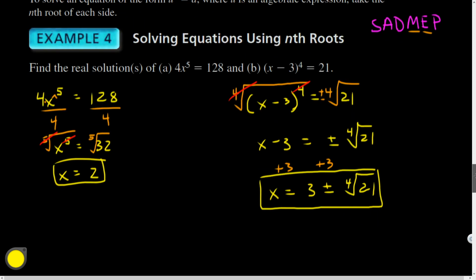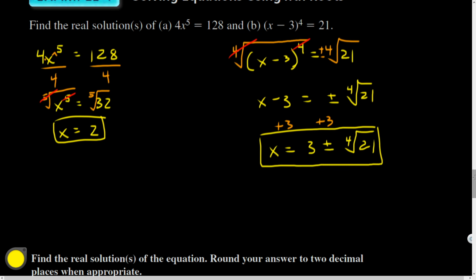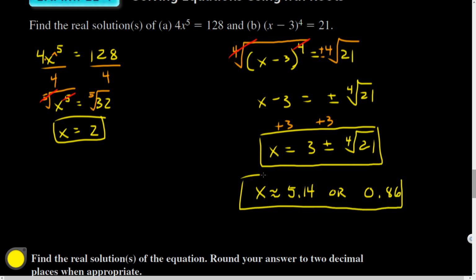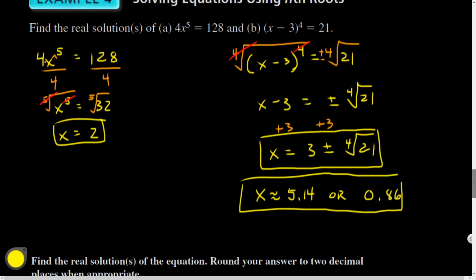But let's get a decimal approximation. And you can fast forward as I'm typing buttons in the calculator. Fourth root of 21, I'm getting 2.14. So 3 plus, I'm getting x is approximately 5.14, or 3 minus that, and I'm getting 0.86 when rounded. And so I have a feeling that's probably what the book will allow.